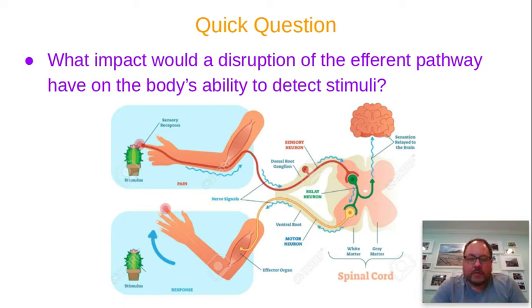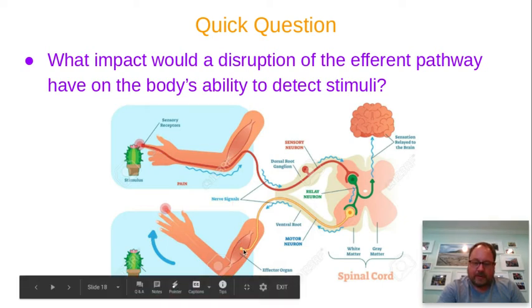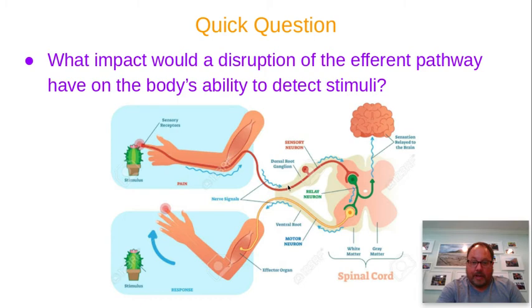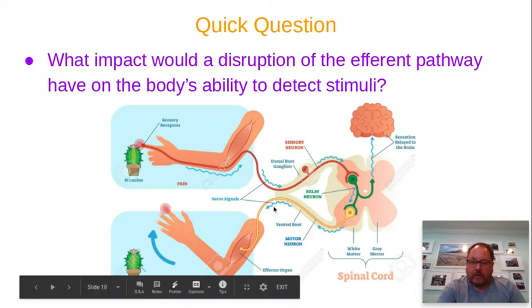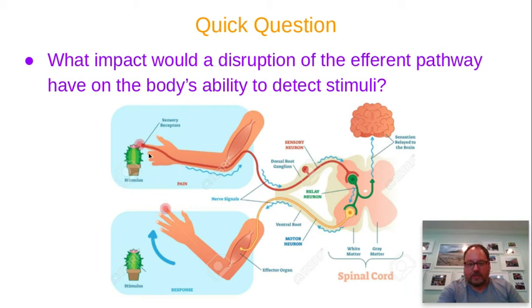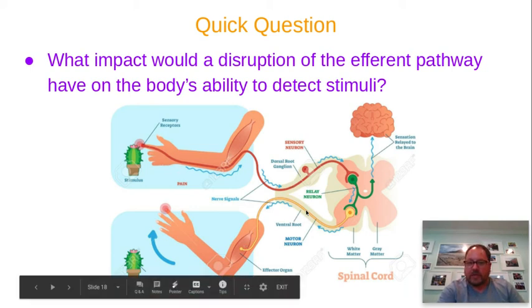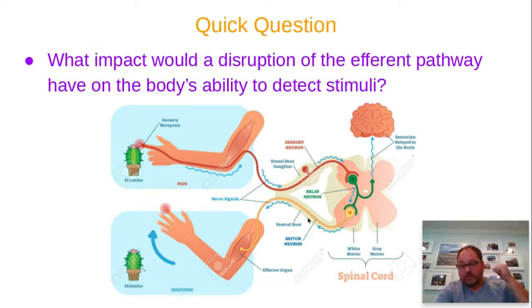So here is a little follow up question on this idea of maintaining homeostasis. It says, what impact would a disruption in the efferent pathway have on the body's ability to detect stimuli? Well, here's the receptor, there's the muscle, there's the effector. Here is your afferent pathway going to the central nervous system. Here's your spinal cord, and here's the efferent pathway. So if you disrupt this, think about the one-way transmission of the signals. The signal starts here and winds up here in the muscles. So if you disrupt the efferent pathway, that would inhibit the ability of muscles to contract.